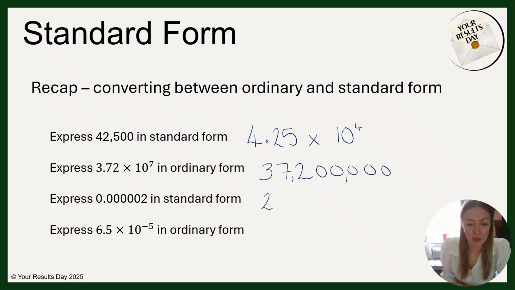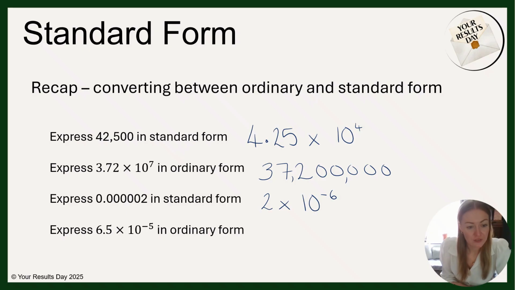In this next one we are writing in the standard form. It's a very small number, which tells me my power of 10 will be negative. I can't write this one as a decimal because I've only got the singular digit 2, so it's just 2 times 10 to the power of negative, and I've got 1, 2, 3, 4, 5, 6 zeros. So 2 times 10 to the power of negative 6.